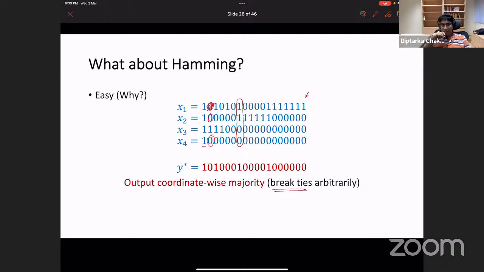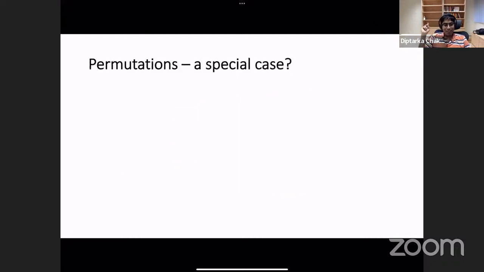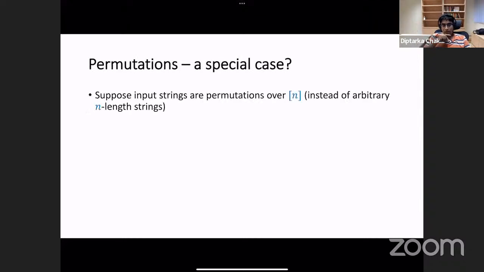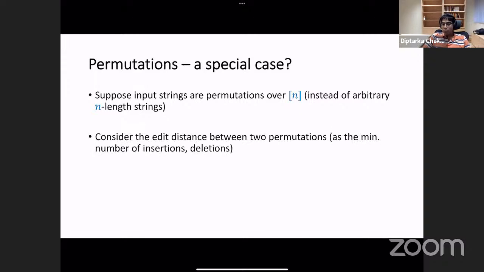And now comes the ranking part. So what about permutations? This should be another special case. What do I mean by permutation? You can treat a permutation of 1 to n as a string. So essentially, instead of considering an arbitrary n-length string, consider a permutation. And as the distance measure, you consider the edit distance.